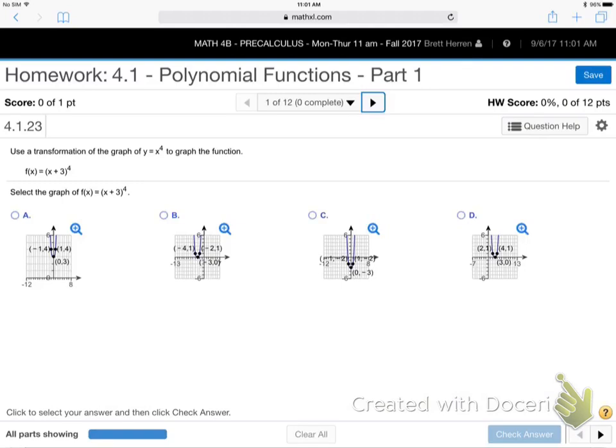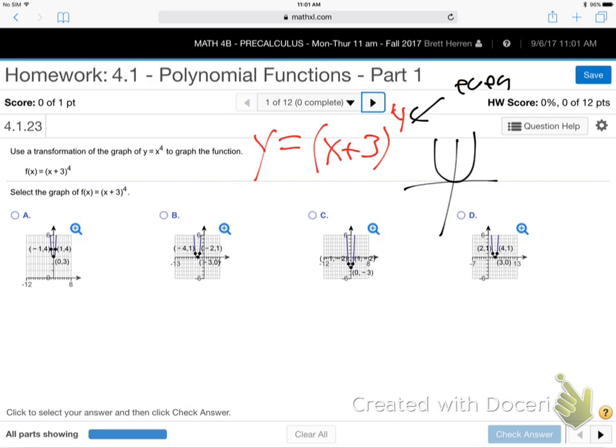This is going to be a pretty easy first problem. When we look at this question, they have y equals, or f of x equals, same thing, (x plus 3) to the 4th. As soon as we see that 4th power, we go, oh, it's even. We're talking about some kind of U shape. Now, what does the plus 3 do? It's inside the parentheses, so it's an x thing. If it was x to the 4th plus 3, outside, that would mean up 3.